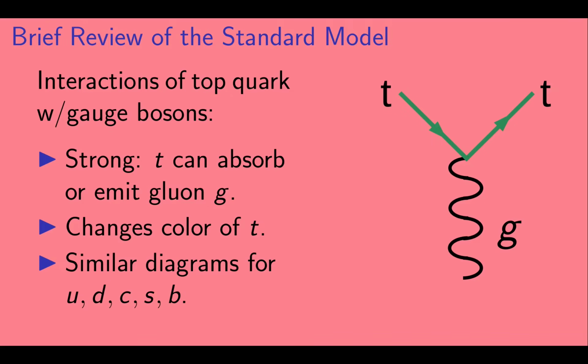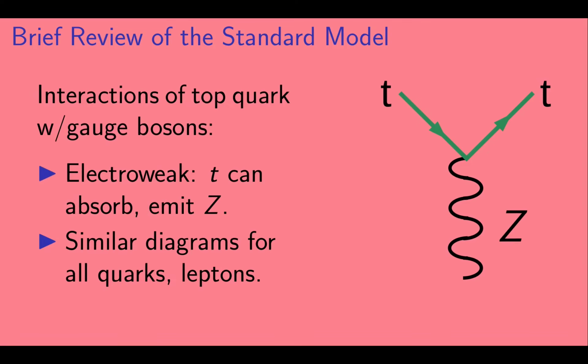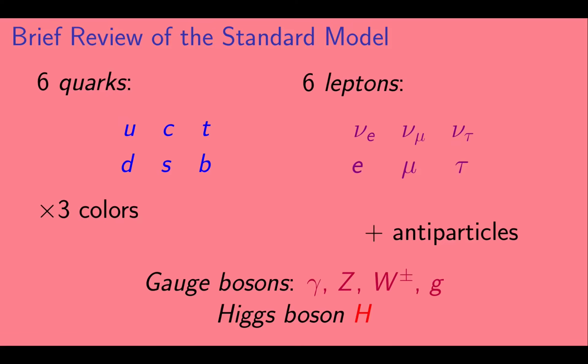Okay, next, the strong force. The top can similarly absorb or emit a gluon. In doing so, the color of the top quark changes. Similar diagrams hold for the other quarks, but not for the leptons. This interaction will be very important for top production, as we'll see shortly. Okay, and now for the weak gauge bosons. First, the top can emit or absorb a Z boson, similarly to the diagrams we've already seen. There are also similar interactions between the Z and the other quarks and leptons.